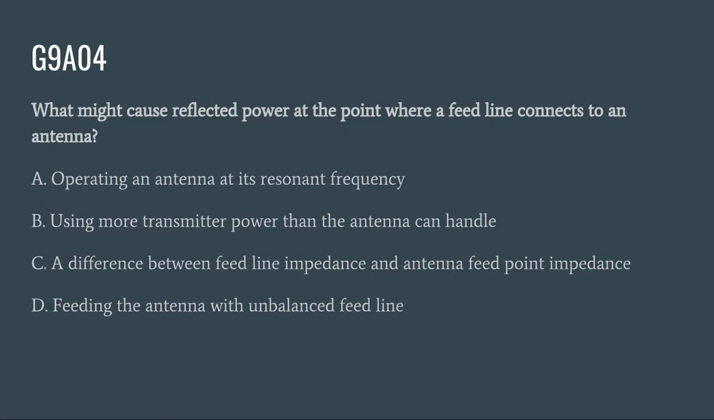G9A04. What might cause reflected power at the point where a feed line connects to an antenna? A. Operating an antenna at its resonant frequency. B. Using more transmitter power than the antenna can handle. C. A difference between feed line impedance and antenna feed point impedance. Or D. Feeding the antenna with unbalanced feed line. C. A difference between feed line impedance and antenna feed point impedance is the correct answer.